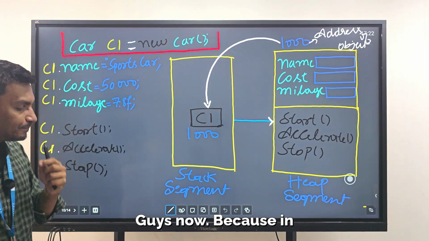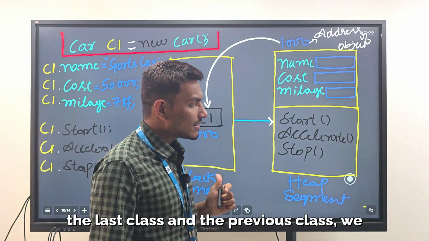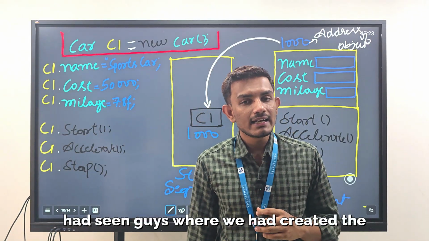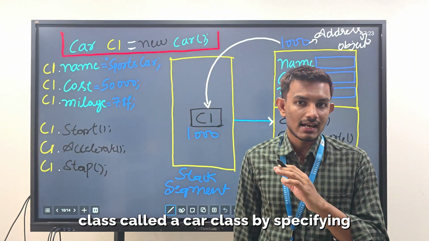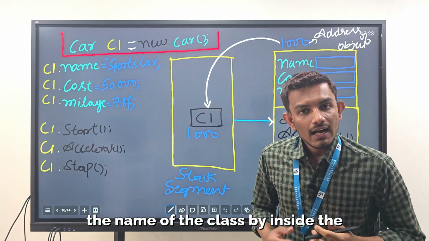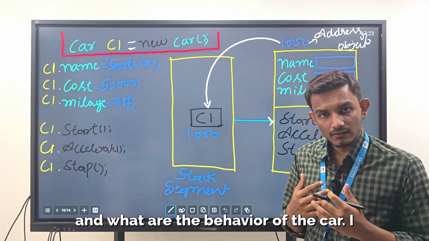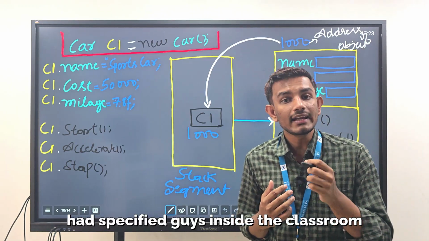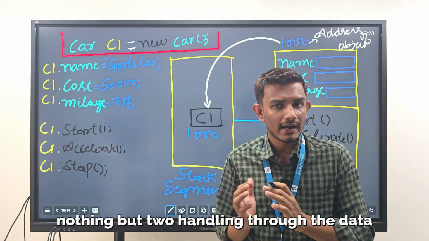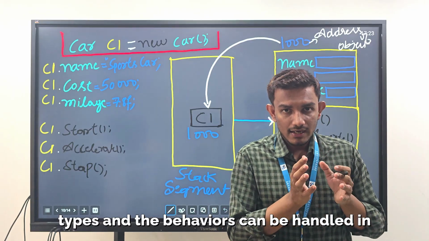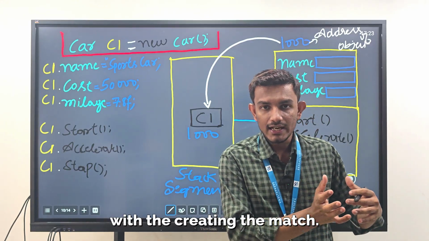Guys, in the previous class, we had seen where we created a class called Car by specifying the name of the class. Inside the class, I had specified what the properties of the car are and what the behaviors of the car are, handling the properties through data types, and the behaviors by creating methods.